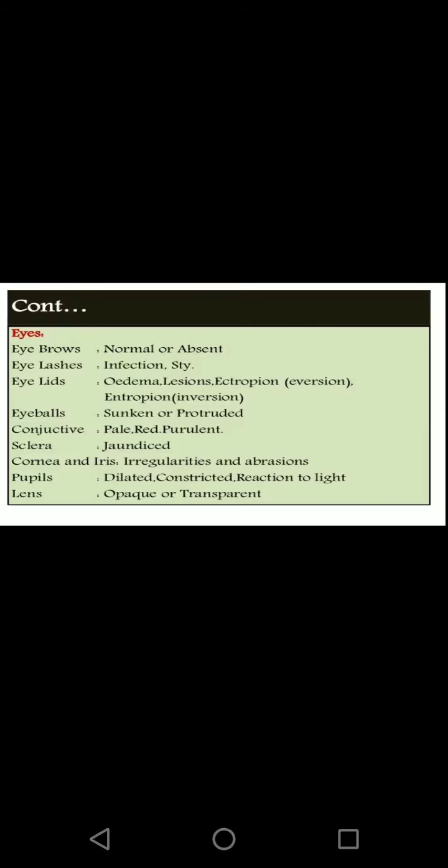Eyelids: edema, lesions, or ectropion or entropion present. Eyeball, sunken or protruded. Conjunctiva, pale, red or purulent. Then sclera for jaundice; it can be checked for anemia also. Cornea and iris, irregularities or any kind of aberrations. Pupils dilated or constricted, reacting to light, checked using a torch. Then lens, opaque or transparent.